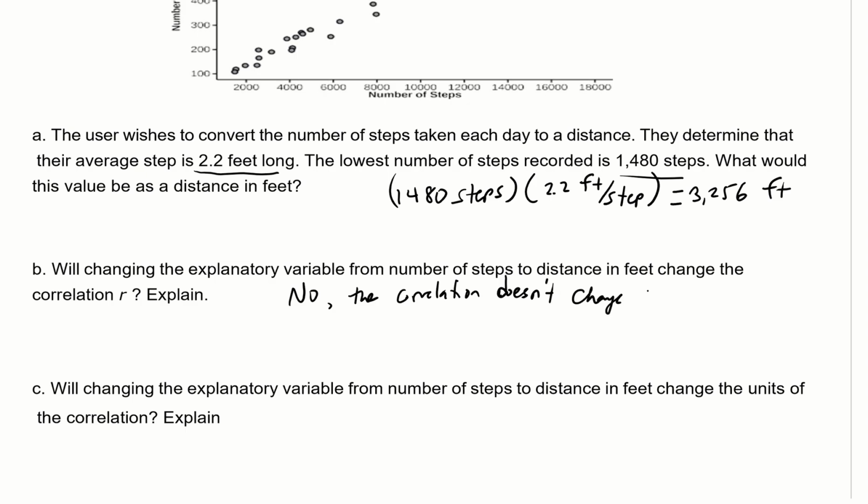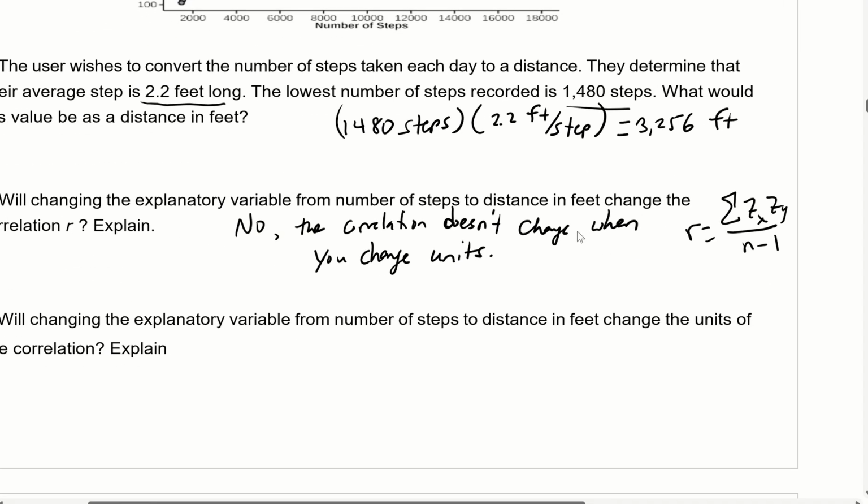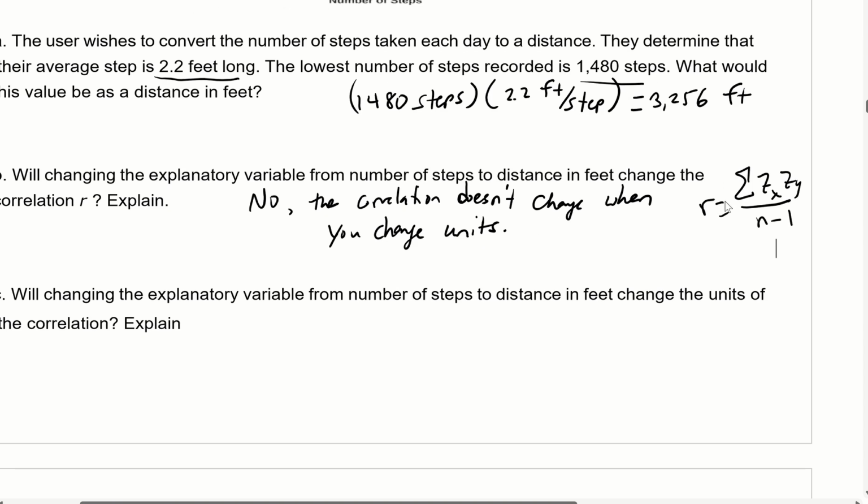Doesn't change when you change units. Okay, so remember the formula for R is the sum of zx, zy divided by n minus 1. And so in order to calculate the R, we would need the z-scores, but the z-score is unitless. There's no units for the z-score. So therefore, it doesn't matter what the units are for x and y, whether you convert them or not, it's still going to be unitless.